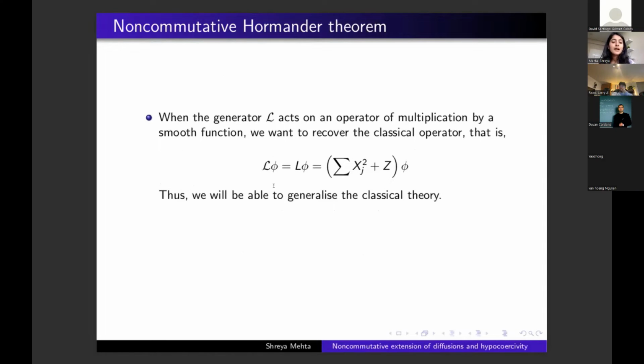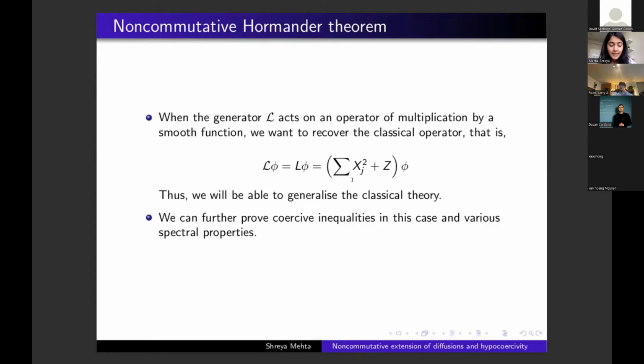And so once we get these generators, if they act on the operator of multiplication by a smooth function, we want to recover the classical operator in this case, and hence we'll be able to generalize the classical theory. And once we have done that, we can prove the coercive inequalities and spectral properties for this case.